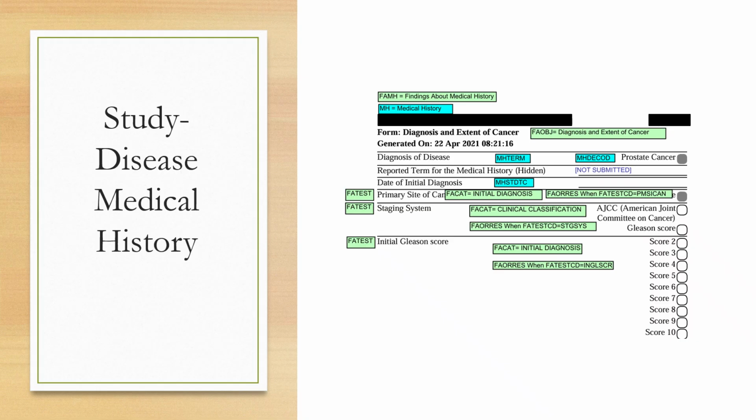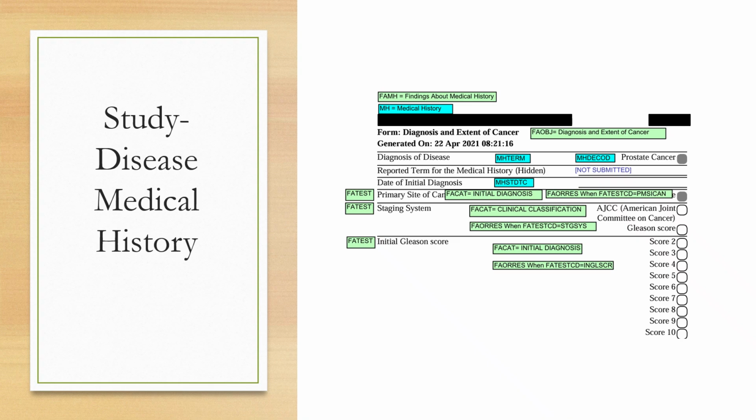So right now, the history information will be mapped to the MH domain, but the extra information which is captured here about the disease, such as the site of cancer or the score, is all being mapped to the findings domain, and it is going to map into the FAMH, that is findings about medical history.